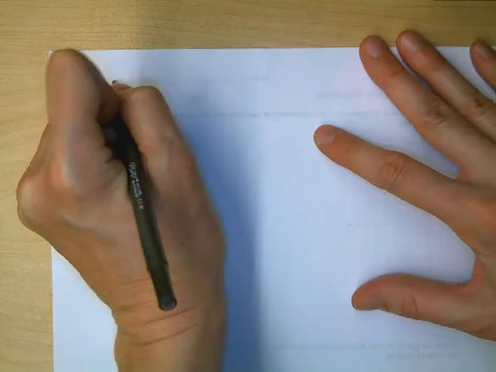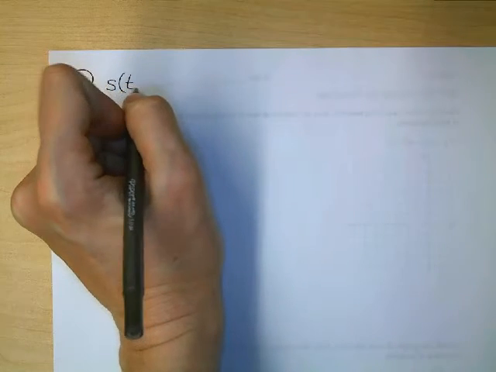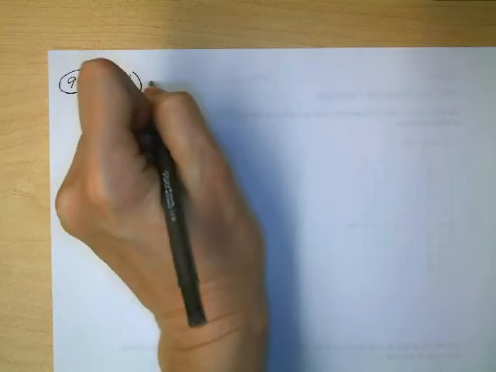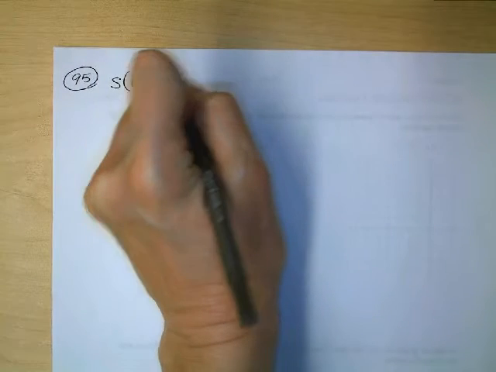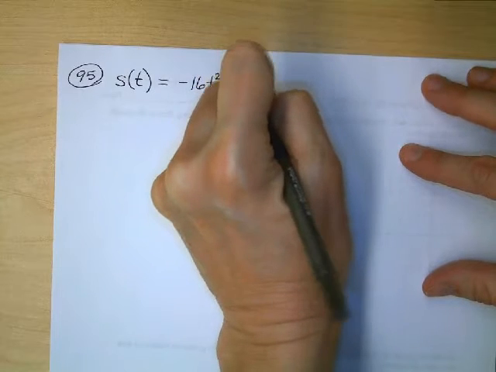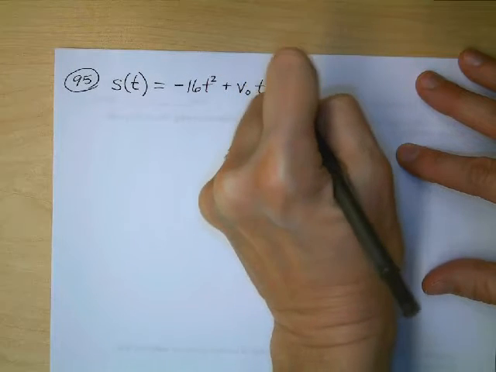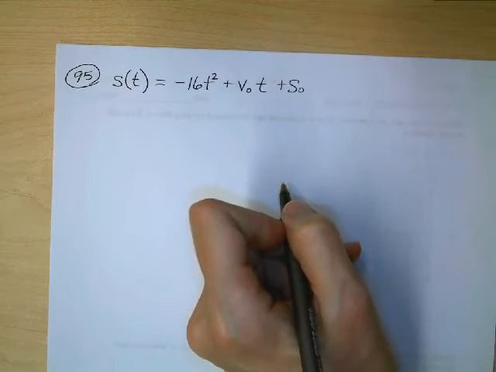So there was on 95, this question's about motion, and they gave you the position function of an object. They said it's negative 16t squared, and then they give you plus v sub 0 t. That's like your initial velocity, and then your initial position of a free-falling object.